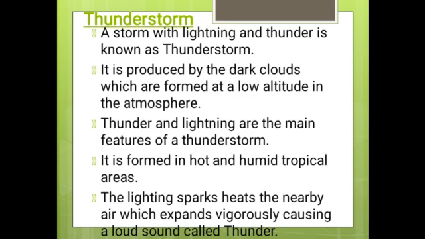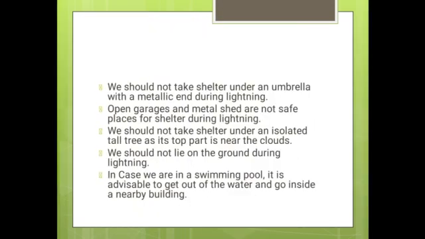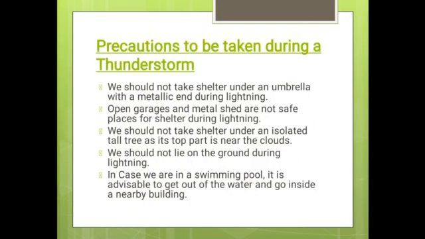Okay. Now, what are the precautions to be taken during a thunderstorm? First one is, we should not take shelter under an umbrella with a metallic end during lightning. Why? Because the metallic end acts as a good conductor of lightning and can harm us. Open garages and metal sheds are not safe places for shelter during lightning. Open places we should avoid.